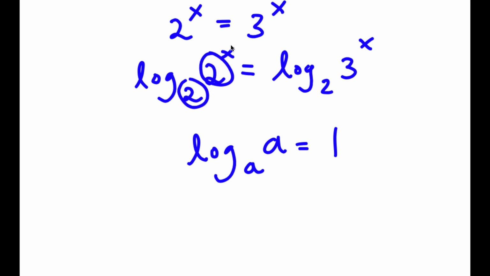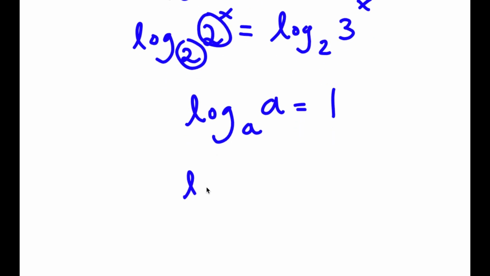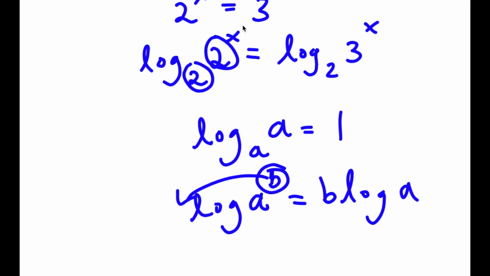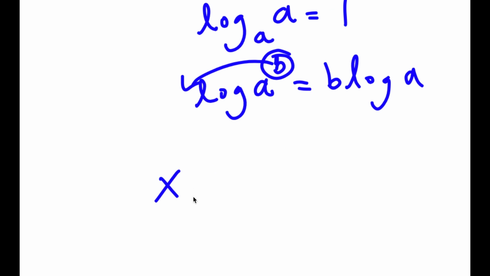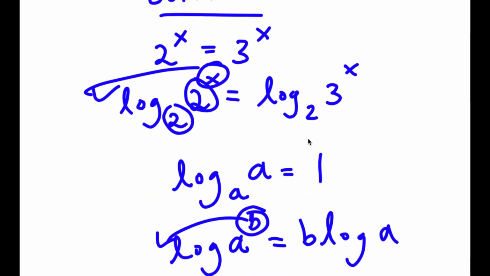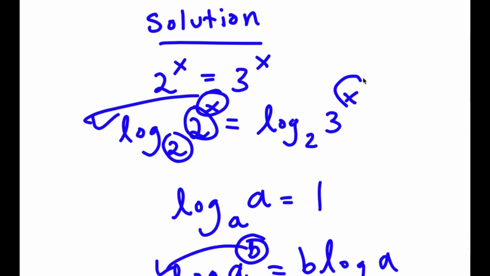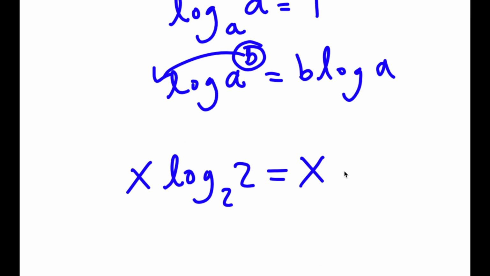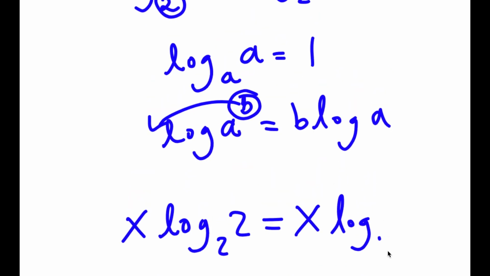And actually before I cancel these two out, if I have something in the form log base a of something to the power of b, I can move this exponent b to the front. So it's going to equal b times log a. So in this case, I have x as my exponent, so I can move this to the front. So now I have x times log base 2 of 2 is equal to, I'm going to do the same thing over here, log base 2 of 3 to the power of x. I can move x to the front here. So now I have this is equal to x times log base 2 of 3.